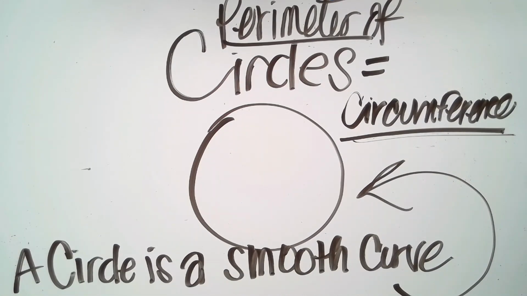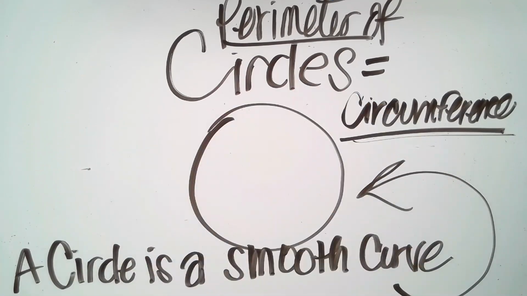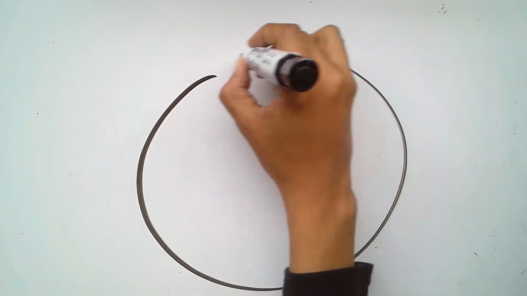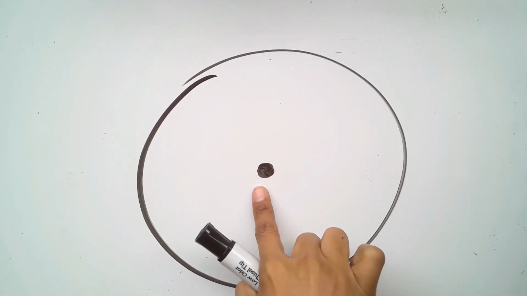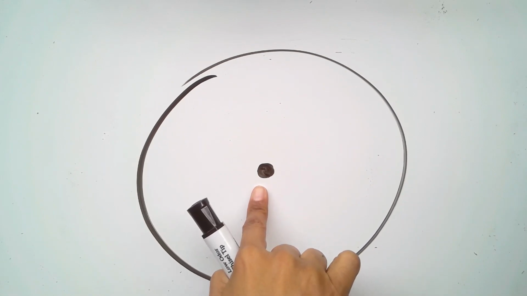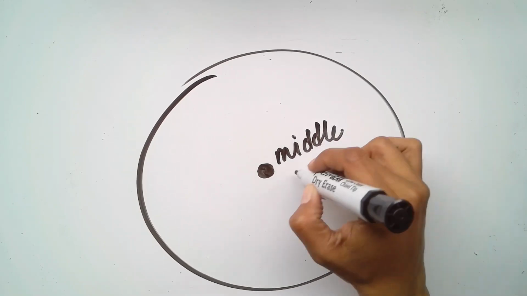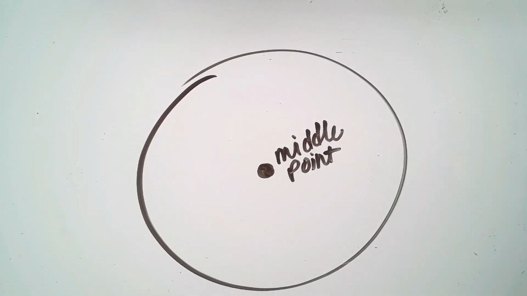So in order to know the perimeter or the circumference or the distance around a circle, what we need to do is we need to know a couple of different parts of the circle, and we'll expand upon that later. But right now I want to identify several parts of a circle. So this little middle point, the very center of a circle, is known as the middle point. That is the very center of a circle. It's called the middle point.